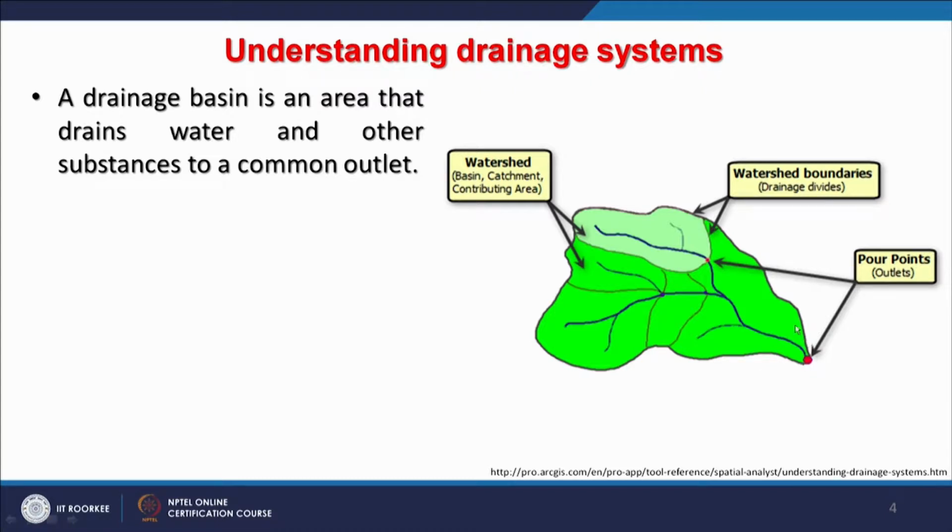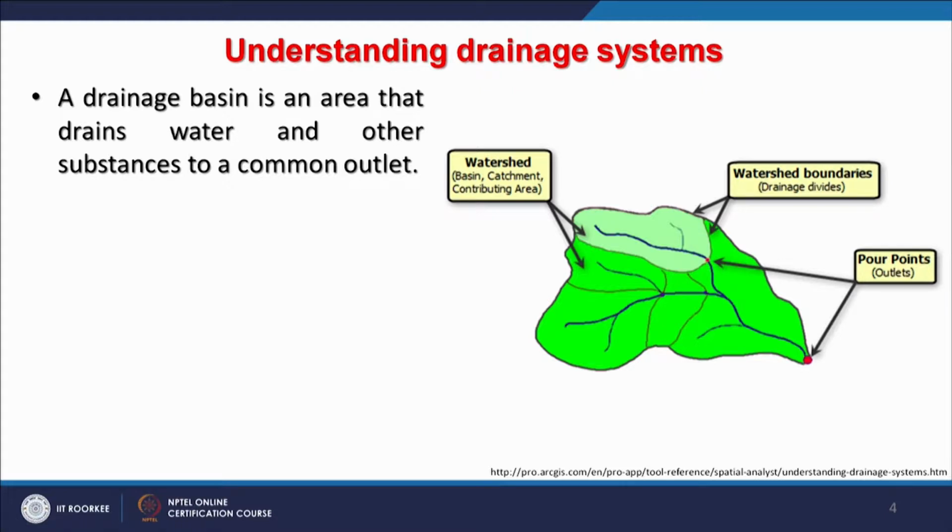So, for a larger basin, the pour point is going to be here. For a smaller watershed or a sub basin, the pour point may be in the upstream area. And these are the boundaries which we call hydrological boundaries rather than political boundaries. These hydrological boundaries are based on elevations, and this is what surface hydrologic modeling exploits.